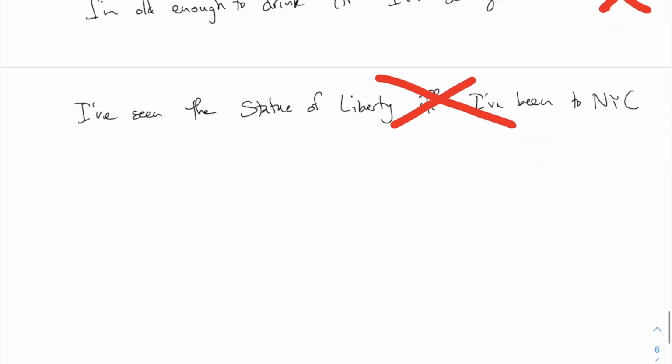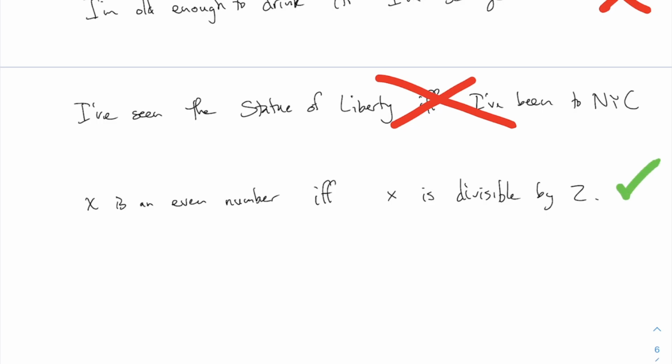So a proper usage would be something like, x is an even number if and only if x is divisible by 2. That really is a proper usage of the phrase if and only if, all right? When you say if and only if, that's a very strong statement. It means these two things I'm saying are completely the same. There's no difference at all logically between the two of them, all right? X is an even number if and only if x is divisible by 2.